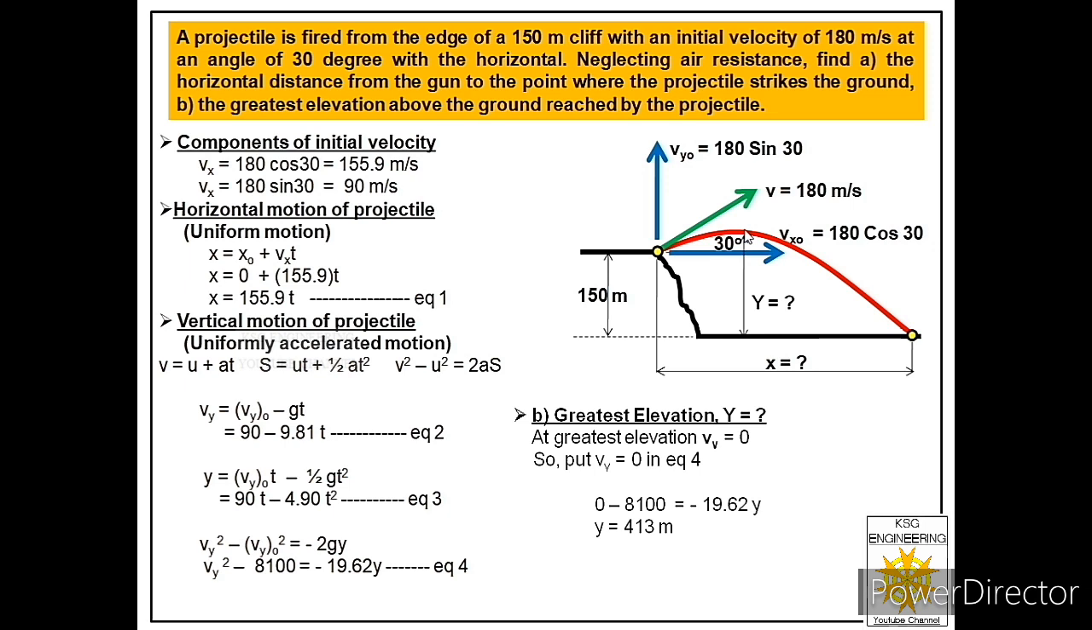But now what we have to answer? We have to answer the greatest elevation above the ground reached by the projectile. That means this total distance. So we have to add 150 meter in this value. So greatest elevation above the ground will be 413 plus 150 equal to 563 meters. So we have solved B part as well.